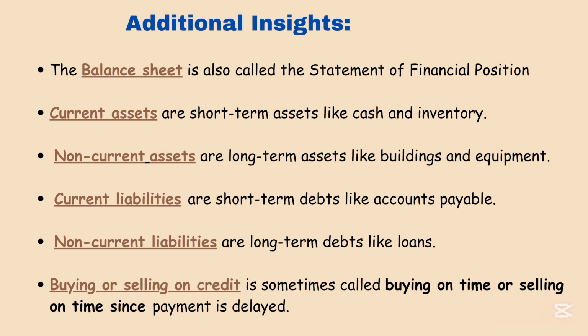Assets and liabilities are divided into two categories, current and non-current. Current assets like cash and inventory are expected to be used up or converted into cash within a year. Non-current assets like building and equipment last longer than a year. Similarly, current liabilities such as accounts payable are short-term obligations, while non-current liabilities like long-term loans take more than a year to settle.